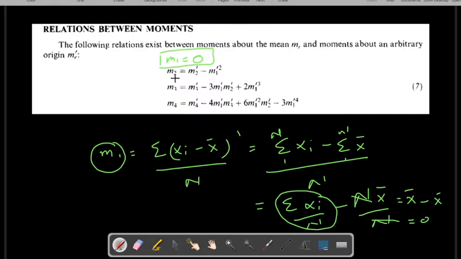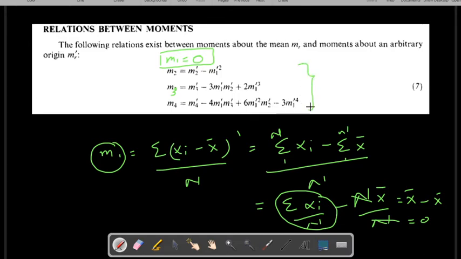Then m2 we can write in terms of other moments, that is m2 dash minus m1 dash square. Then m3 can be written as m3 dash minus 3 m1 dash m2 dash plus 2 m1 dash cube. Then m4 is equal to m4 dash minus 4 m1 dash m3 dash plus 6 m1 dash square m2 dash minus 3 m1 dash raised to 4.